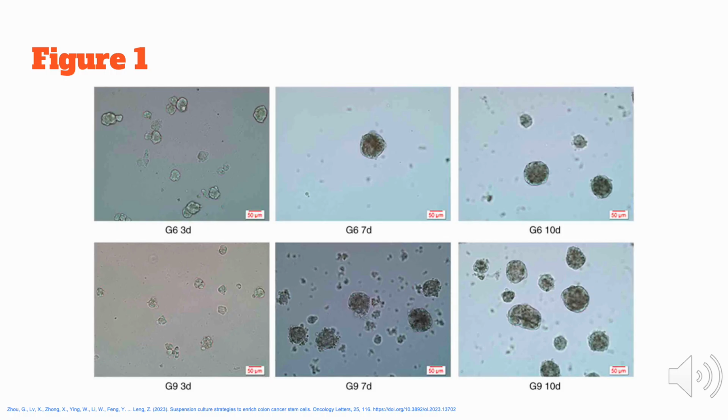Finally, we can talk about different figures that will further teach us about 3D stem cell spheroids and organoids. This figure shows the change in the morphology of 3D stem cell spheroids cultured in G9 and G6 medium suspension. The G9 medium suspension contains 20 nanograms per mil of epidermal growth factor, or EGF, and 20 nanograms per mil of basic fibroblast growth factor, or BFGF, while the G6 medium suspension contains 10 nanograms per mil of EGF and 10 nanograms per mil of BFGF.